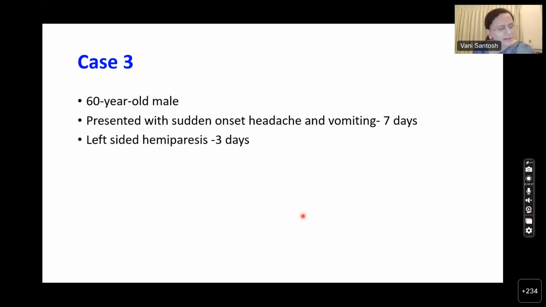Sauvik or Nagma, do you want to take the case? Who's taking the case, Sauvik or Nagma? Why so much hesitation? It's a very simple case. I'm telling you, it's very simple.